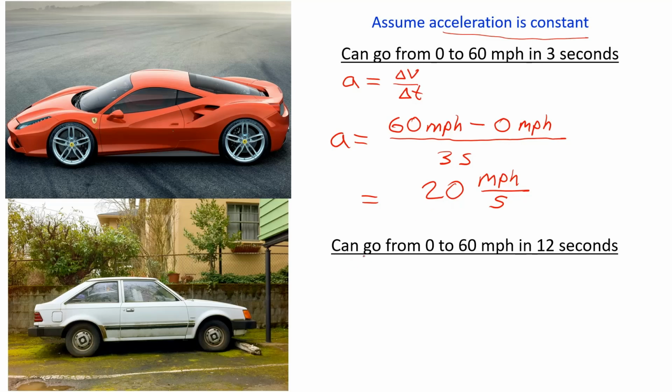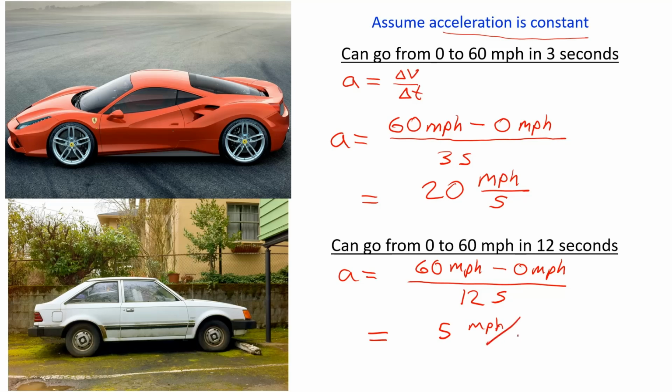In the bottom case, we have a similar thing on top, 60 miles per hour minus 0 miles per hour over 12 in this case. So that would result in 5 miles per hour per second. So each second this bottom car is only changing its speed by 5 miles per hour.